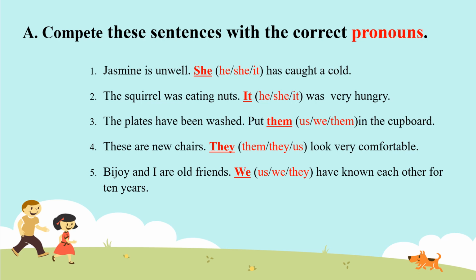Second, the squirrel was eating nuts. Dash was very hungry. Options are he, she, it. Here it is telling about the squirrel. So the correct option is it. So the answer becomes: the squirrel was eating nuts. It was very hungry.